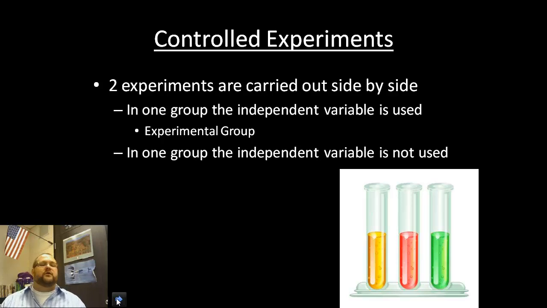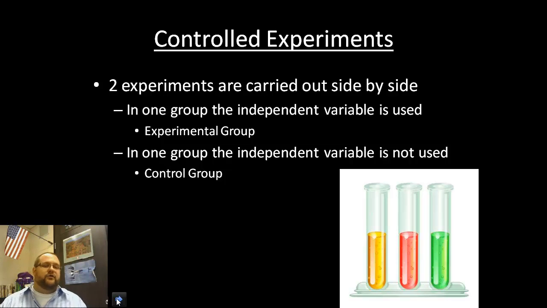And then in one group, we're not using the independent variable. So for instance, if I want to test to see if a toothpaste reduces the number of cavities, then in one group, I'm going to give the toothpaste, and that's going to be my experimental group. And maybe the other group, the one that I'm not giving toothpaste to, maybe they just brush with water for a month. And then we can count the number of cavities.